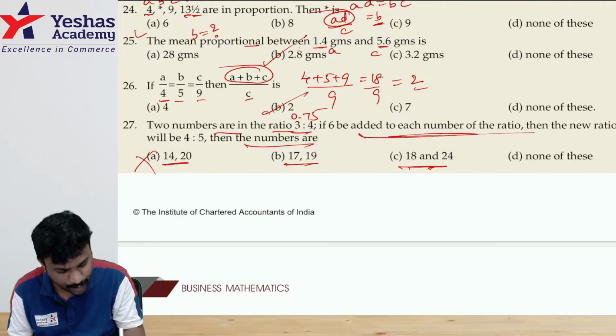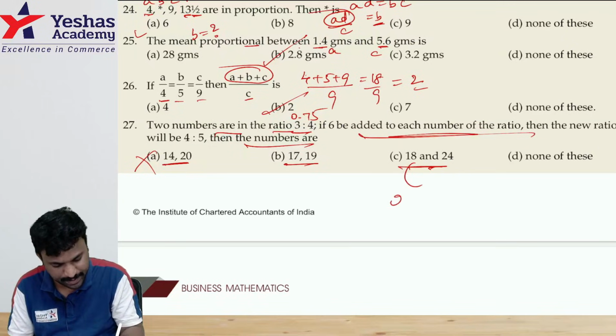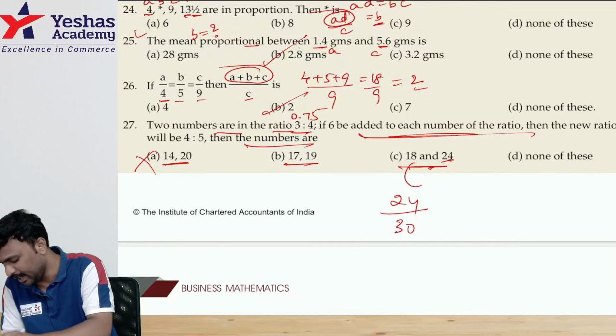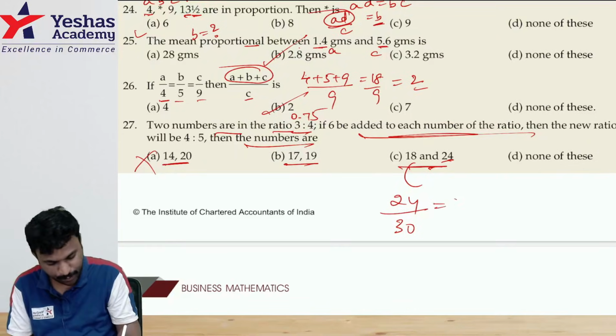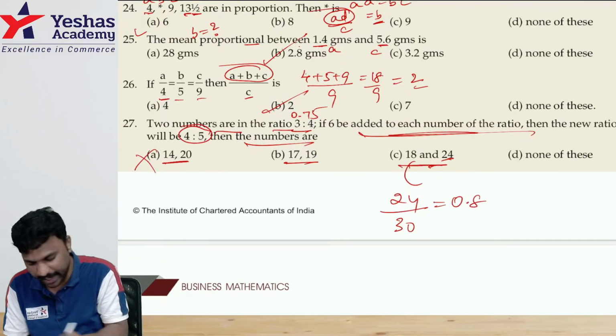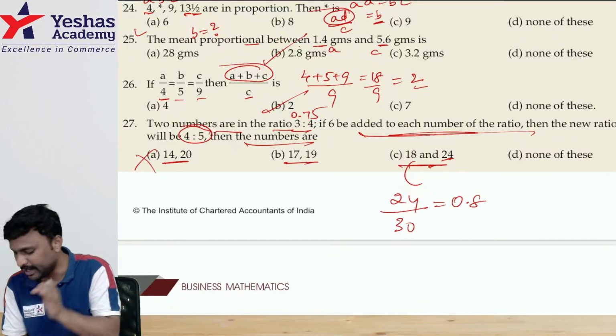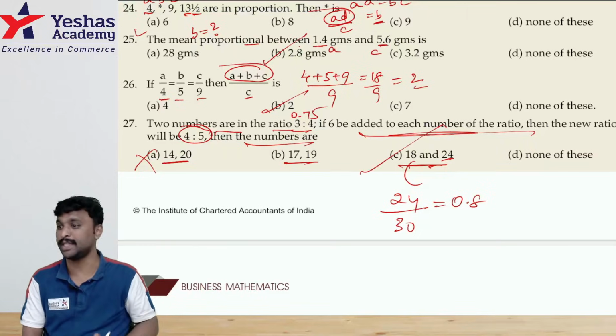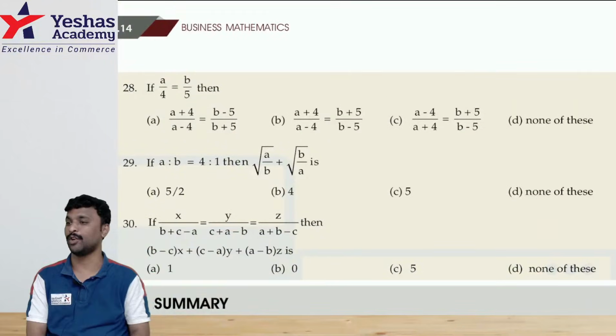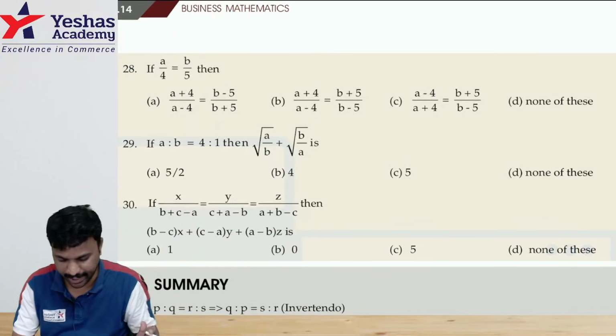If 6 is added to each of the numbers, that means 18 plus 6 is 24, and 24 plus 6 is 30. Guys, 24 by 30 fetches you how much? 0.8. And 4:5 is how much? That is 4 by 5. That is also 0.8. So option C is the right answer. Have you all understood? Guys, moving on to the next question.